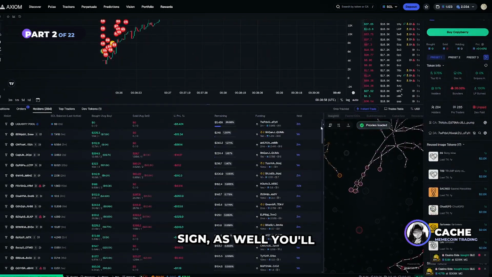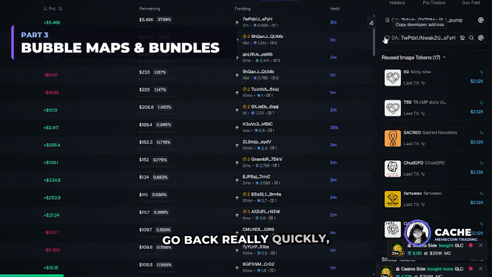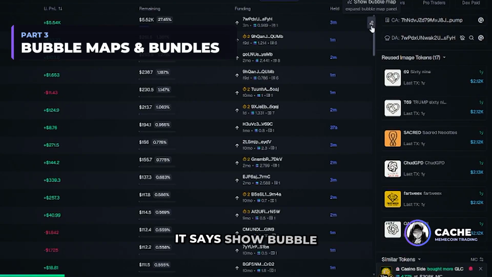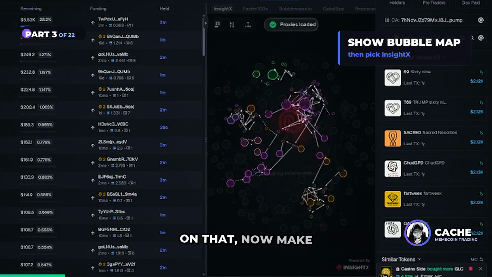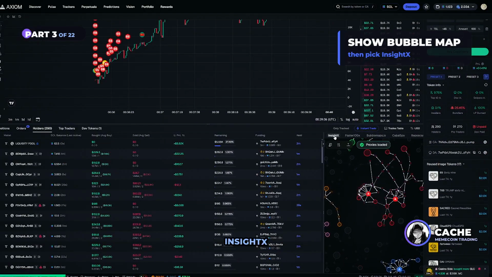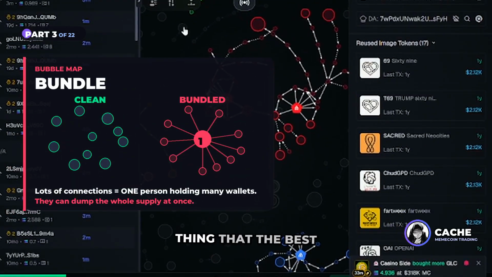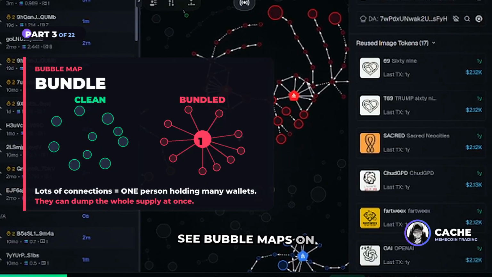As well, you'll click this little button, so I'm going to just go back really quickly. You're going to click on this. You see where it says show bubble map? You're going to click on that. Now, make sure you click on Insight X. This is the best way that you can see bubble maps on Axiom.